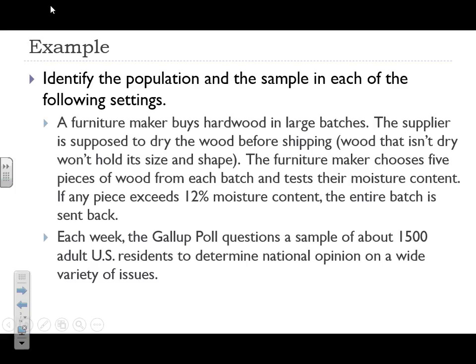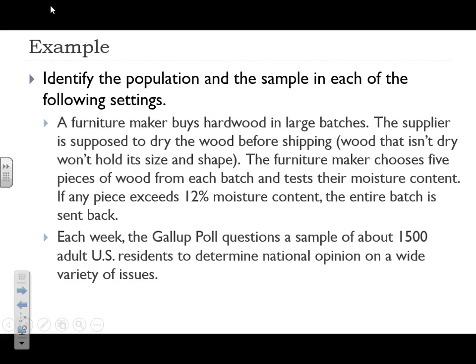So the first one, a furniture maker buys hardwood in large batches. The supplier is supposed to dry the wood before shipping, because wood that isn't dry won't hold its size and shape. The furniture maker chooses 5 pieces of wood from each batch and tests their moisture content. If any piece exceeds 12% moisture content, the entire batch is sent back.